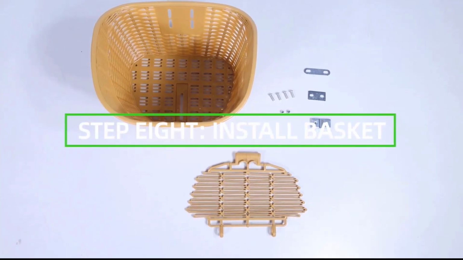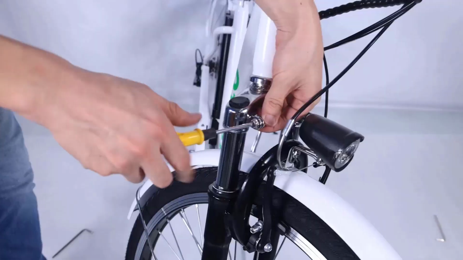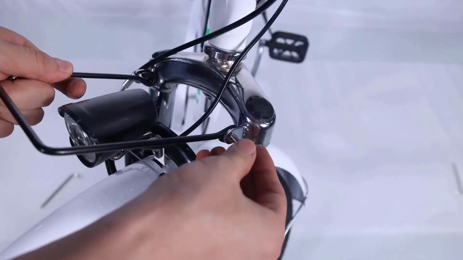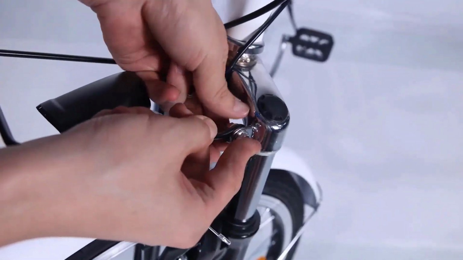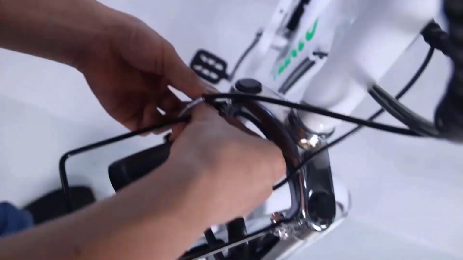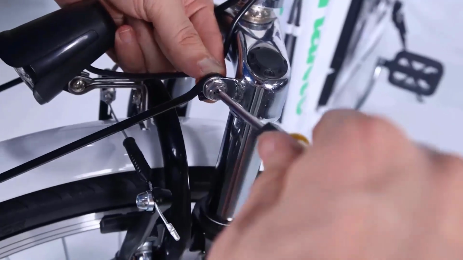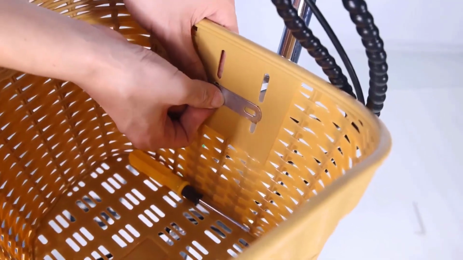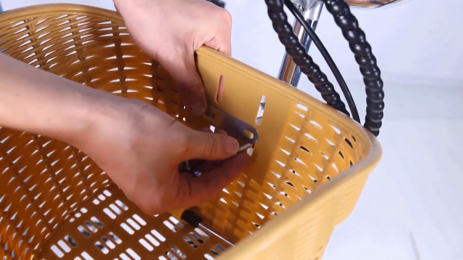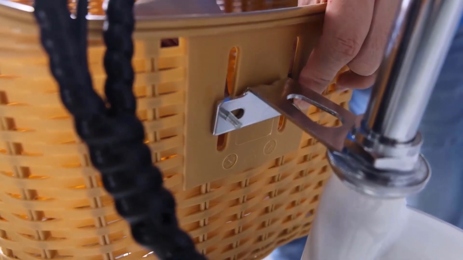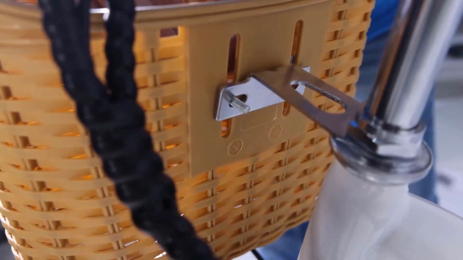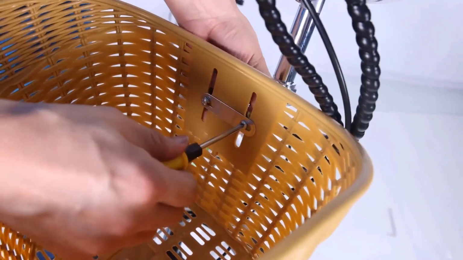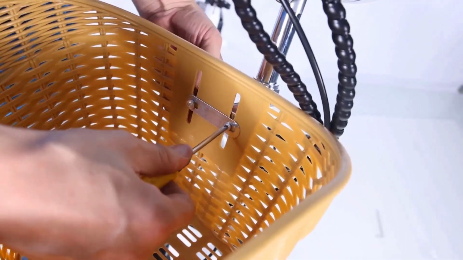Step 8. Install the basket. Remove the bolts of the basket on top of the front fork mounts with the supplied screwdriver. Pass the bolt through the fork mounting point and the bracket 1 mounting point. Tighten with the supplied screwdriver. Fix the basket to the mount extending from the stem of the handlebar. Pass the bolt through the bracket 2 mounting point, the basket mounting point and the mount extending from the stem of the handlebar. Thread the lock nut onto the bolt end and tighten with the supplied screwdriver.